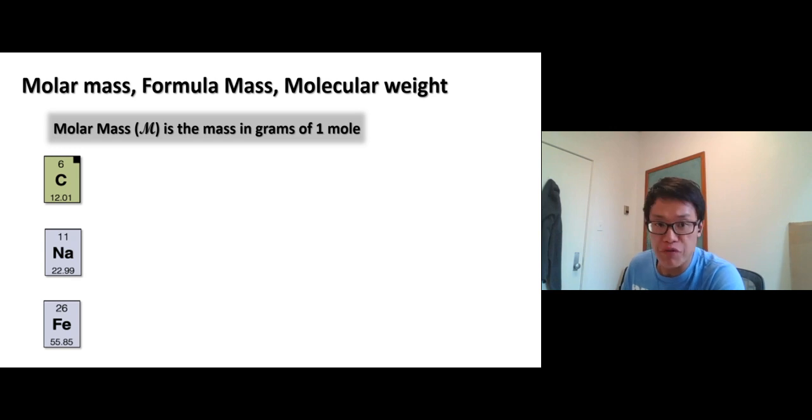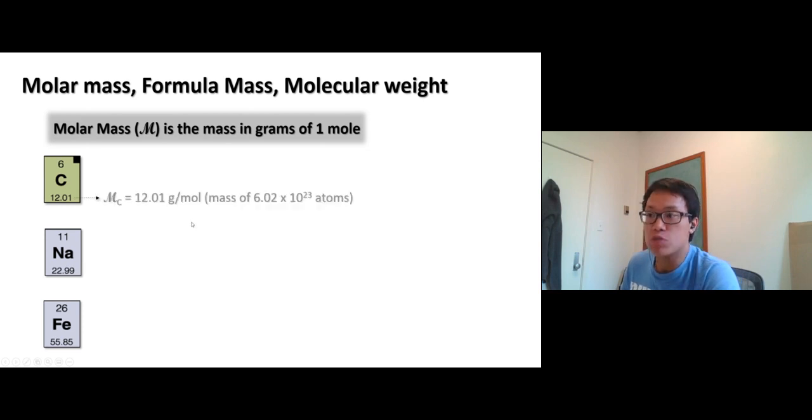All right, we have a new word for you: molar mass. We use the italic big M to stand for molar mass. Molar mass is the mass in grams of 1 mole. For example, a mole of carbon weighs 12.01 grams per mole.